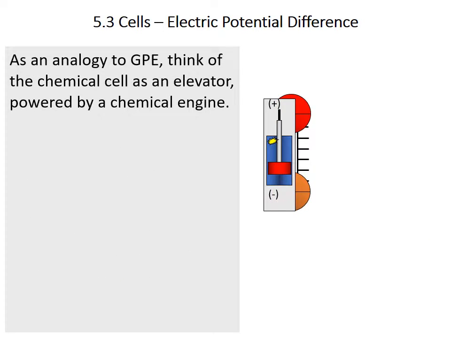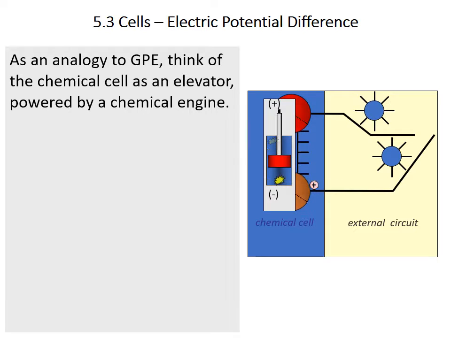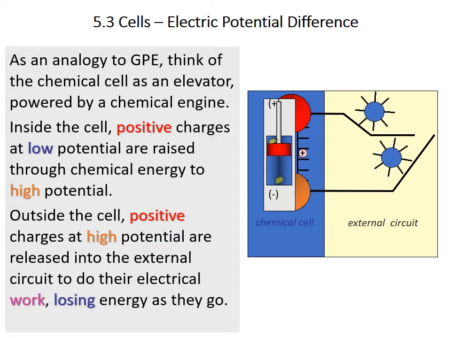Analogous to gravitational potential energy, think of a battery as an elevator driving up charges to a high potential. Here's our conventional current, positive charge going around the circuit. As the charge travels around the circuit, it is reduced to a lower potential energy. So the battery, the chemical cell, drives up the positive charge. These spinning wheels represent resistors, diodes, light bulbs, anything that uses up that energy and allows the charge to travel back to the chemical cell, completing the circuit.